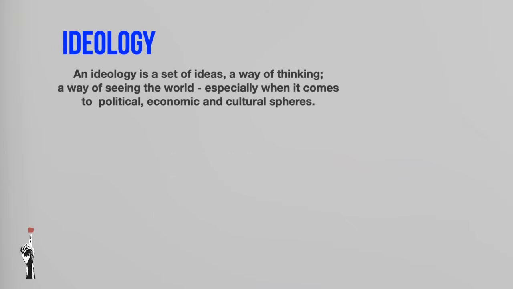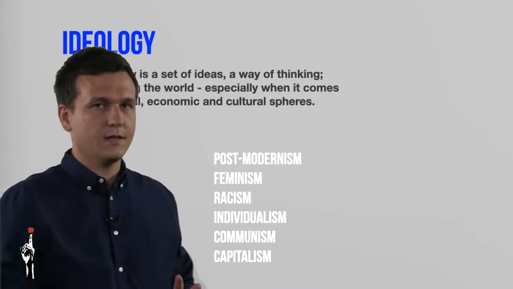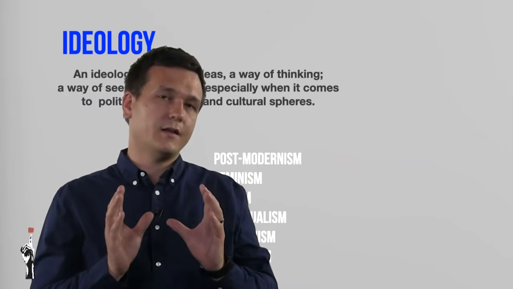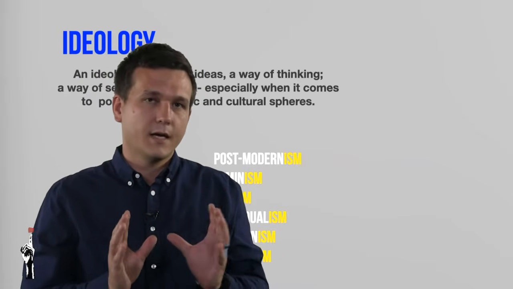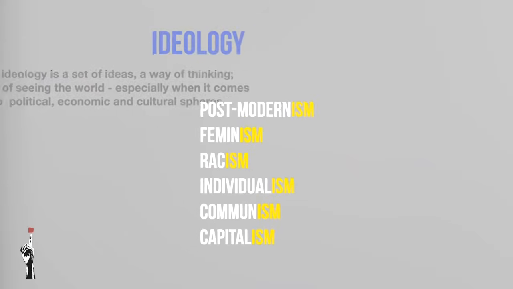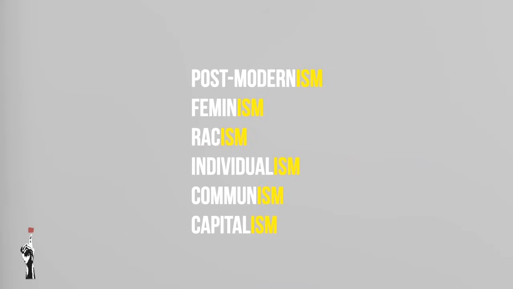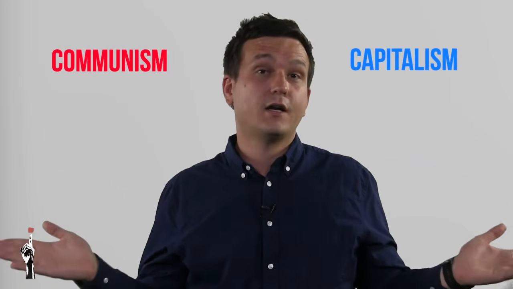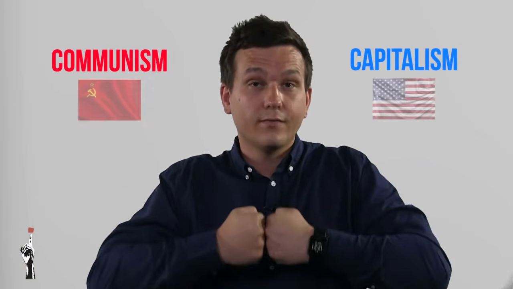Now, if you look at these words here, you would see that they have something in common. At the end of each word, you'll find the letters ism, and this indicates that it's ideology. Take any word on this list and think about it. This word is a way of thinking, a way people see life. There are two ideologies that we're going to specifically focus on during the Cold War. The one would be communism and the other one would be capitalism. These two ideologies are in conflict with each other.